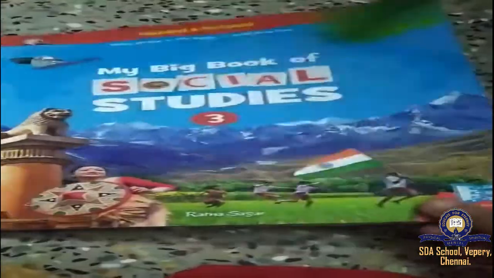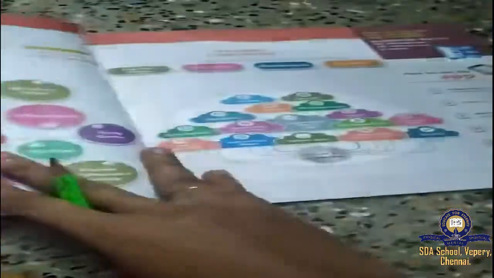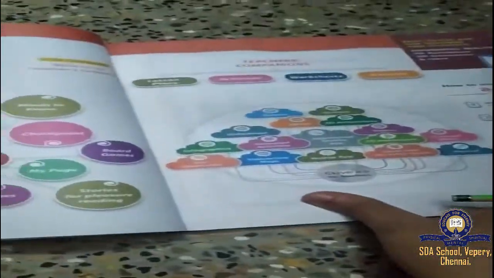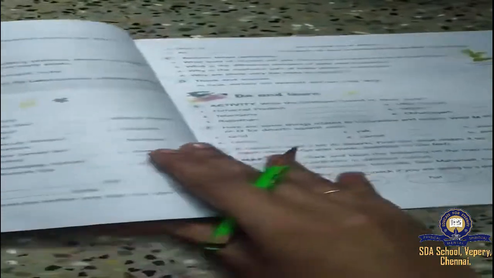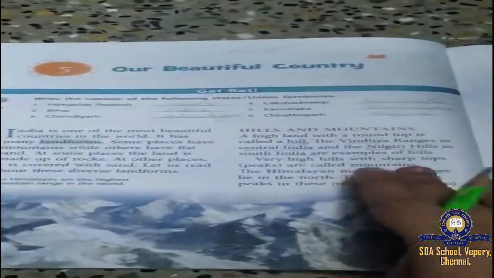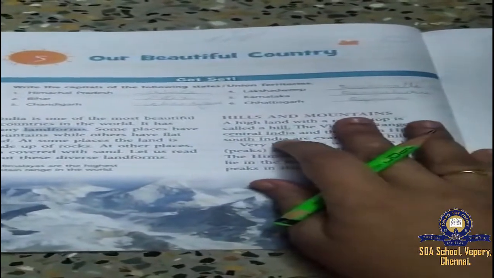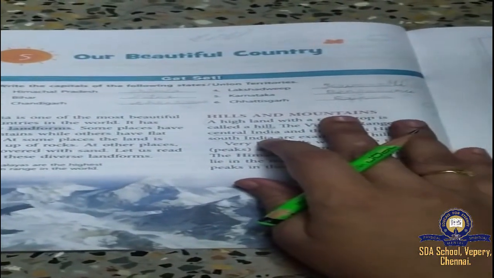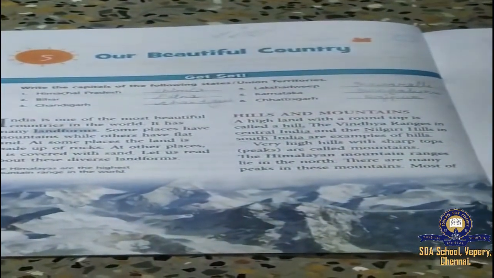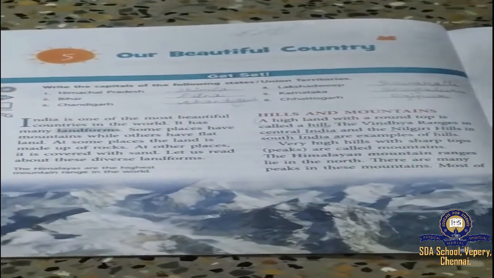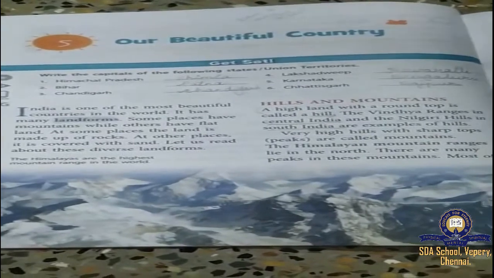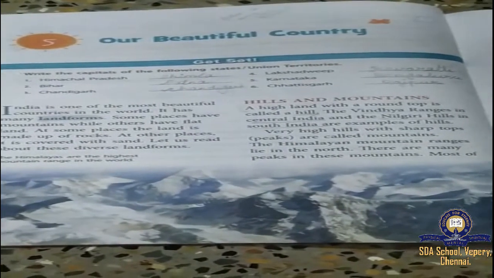In our social class, we are going to learn a new chapter, chapter 5. What is the chapter? Chapter 5. Our beautiful country. What's our country's name? What's our country name? India, isn't it? Okay, we are going to learn about India.